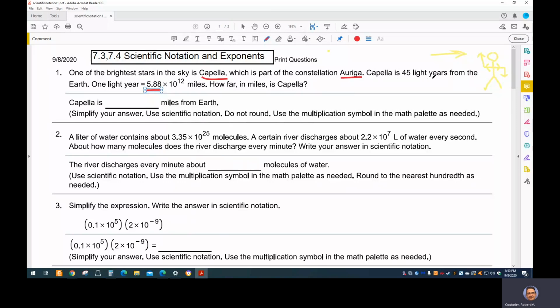Capella is 45 light years from the Earth. And then it tells us 1 light year is 5.88 times 10 to the 12th. I want you guys to realize something here.